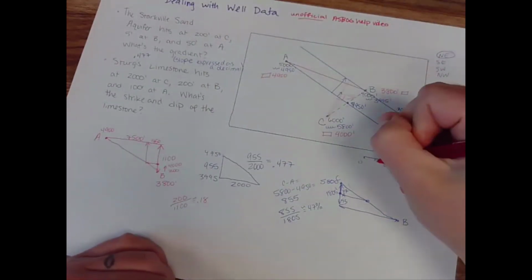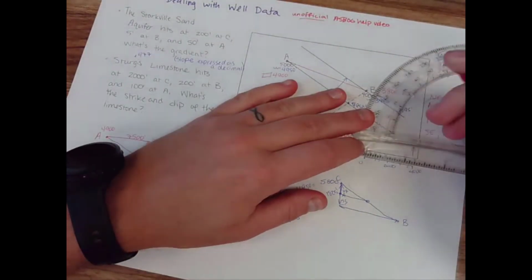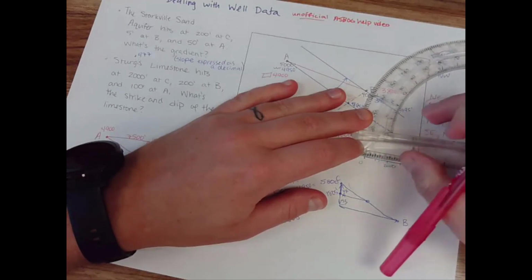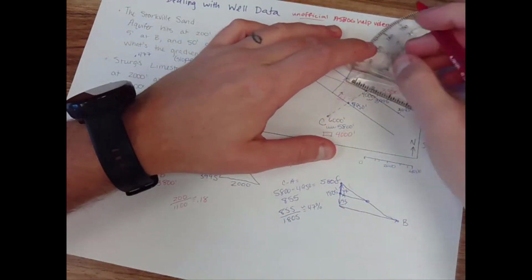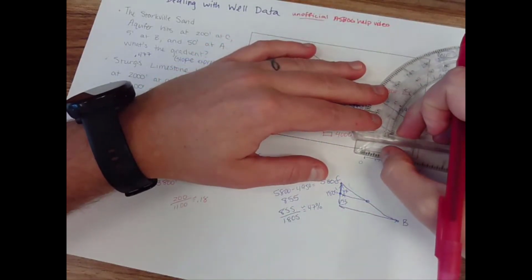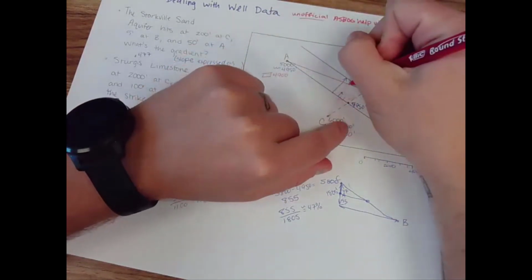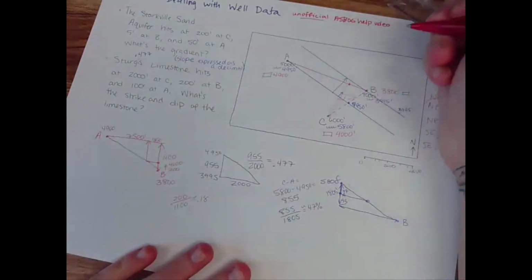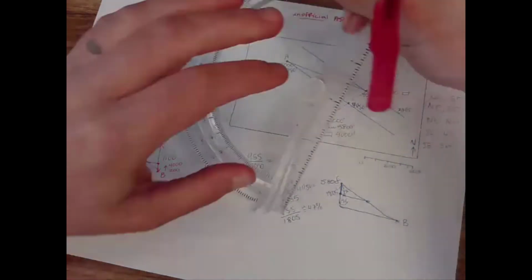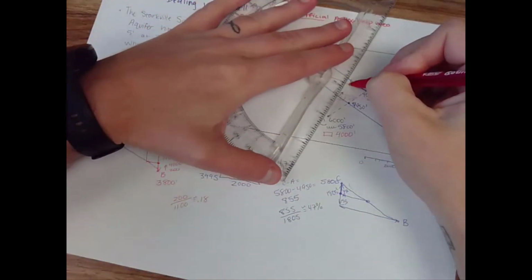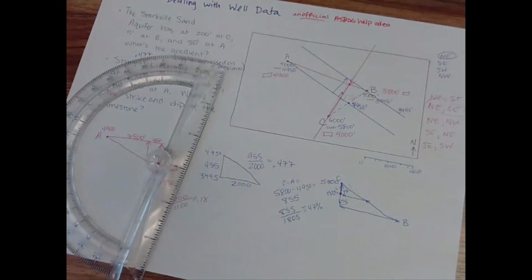Now 1,350 is going to plot right here-ish. So I'm going to record that amount. Make sure I get my point in the right direction. Put my point. That is where C would plot. So now I can connect this C with this C. That is the strike of my beds.